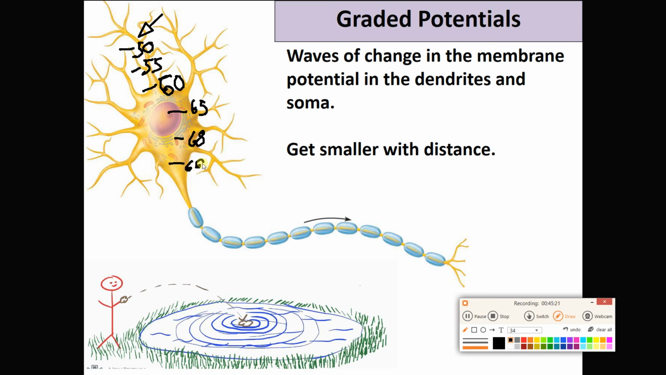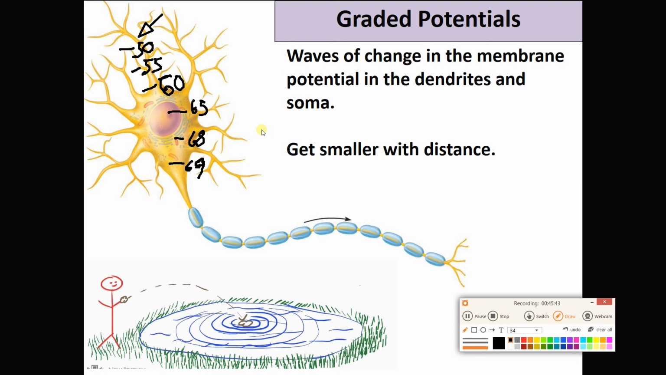So in this case, we see there was a depolarization of 20 millivolts at first. But then as it traveled, the depolarization became 15, 10, 5, 2, 1. And that's it. So the change got smaller with distance.